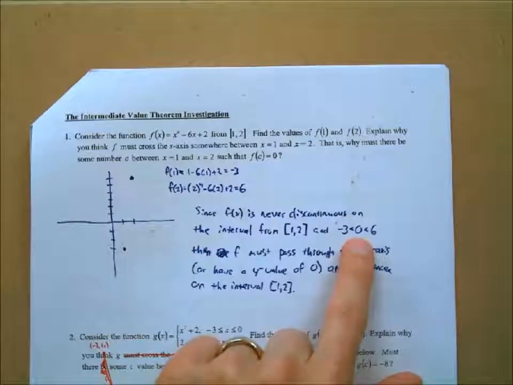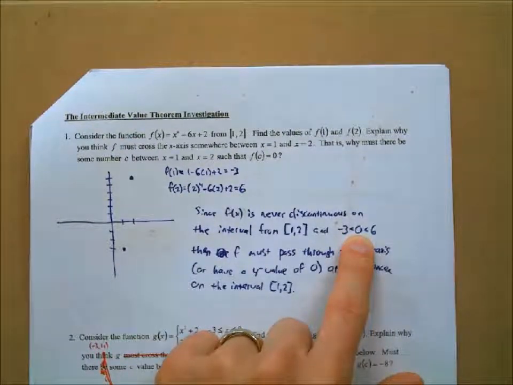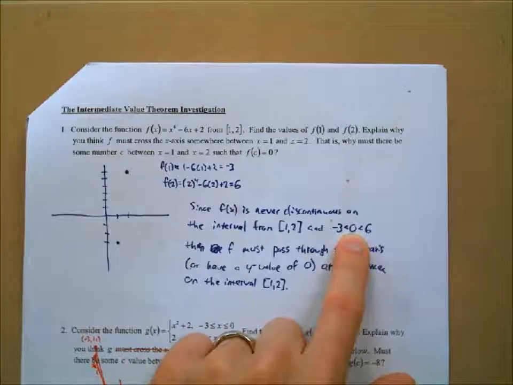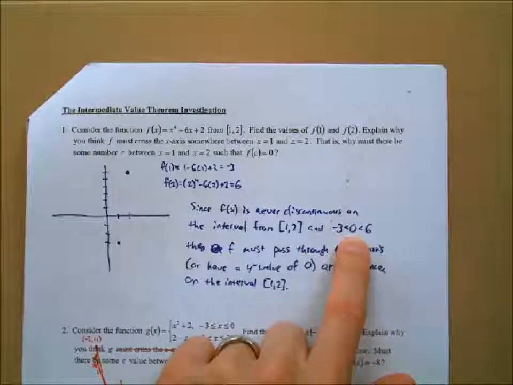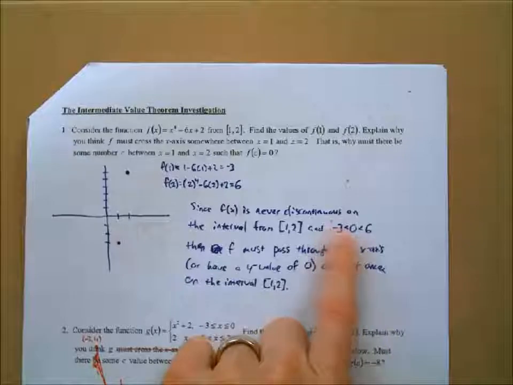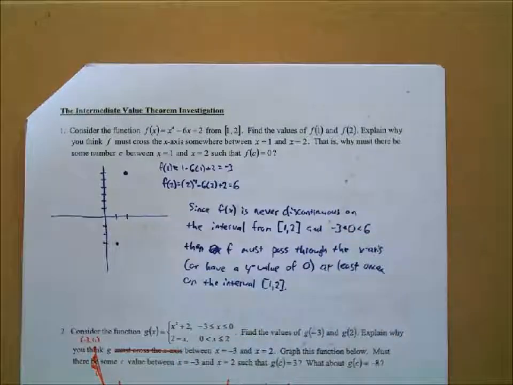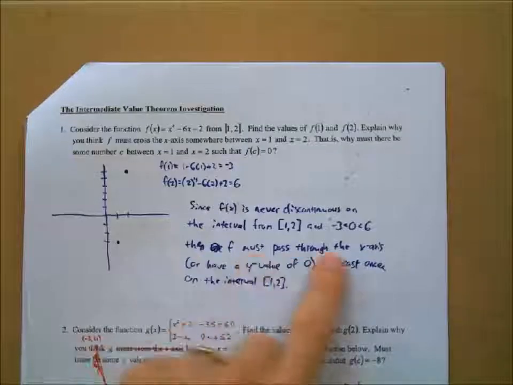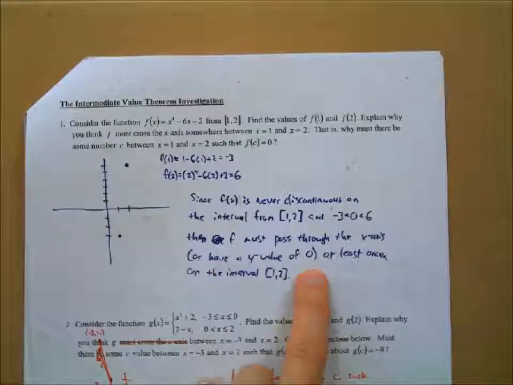So that 0, that y value we want to be certain that we hit, or I guess the y value that we want to be certain that we equal here is 0, right? We want to know that we do have a 0. It's between the y values of our two endpoints. And so certainly we've got to go through 0 to get from negative 3 to 6, right? So then I say, then f must pass through the x-axis or have a y value of 0 at least once on the interval from 1 to 2.